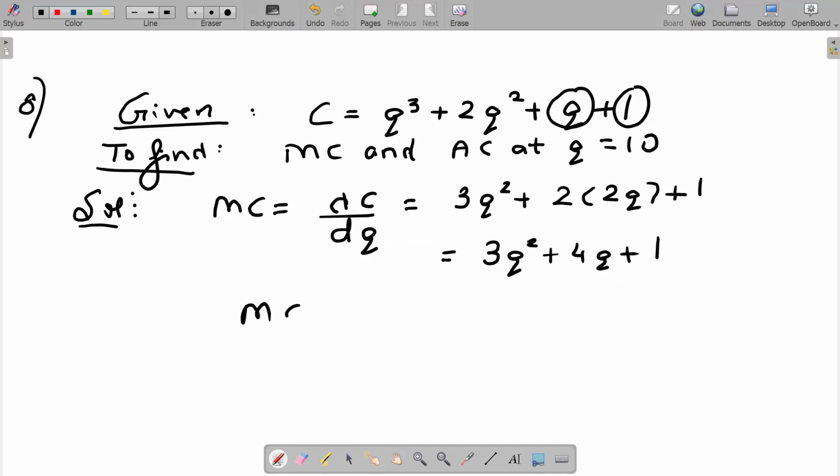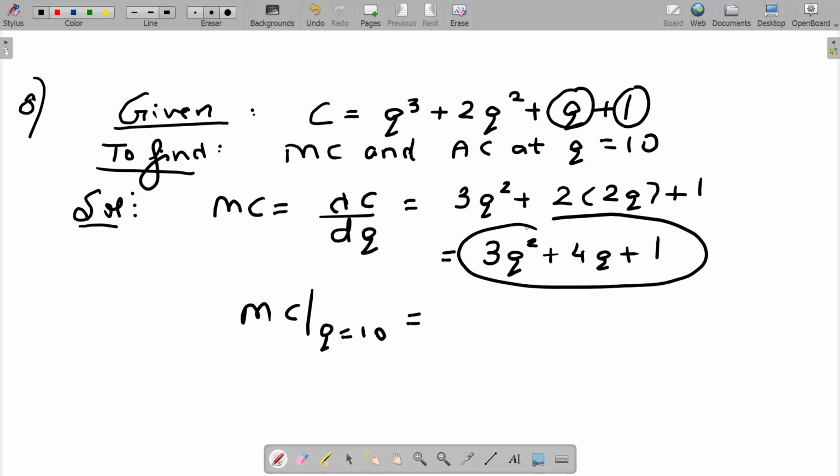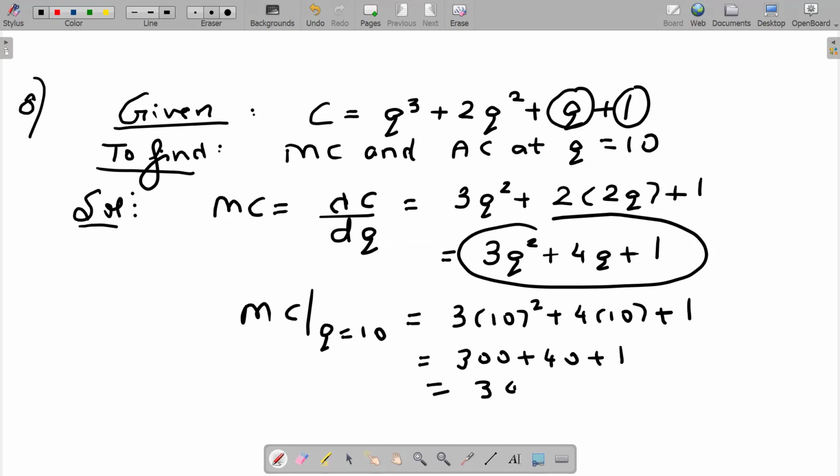And now marginal cost at Q equal to 10 will be, just put Q equal to 10 here. So it's 3 times 10 square plus 4 times 10 plus 1. This is 300 plus 40 plus 1, which is 341. So this is my marginal cost. I can write here that the marginal cost at Q equal to 10 comes out as 341.